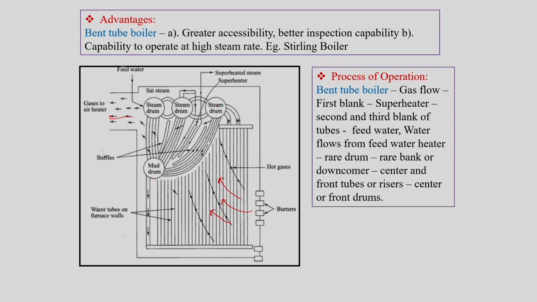Parallelly we will get the water, which is from the feed water or from the pump, to the rearmost drum, and from the rearmost drum these tubes, which are downcomers, it will come down toward the mud drum and it will get heated. In this process it will get risen from the first and second bank of tubes, and then it will get into the center and the first drum.